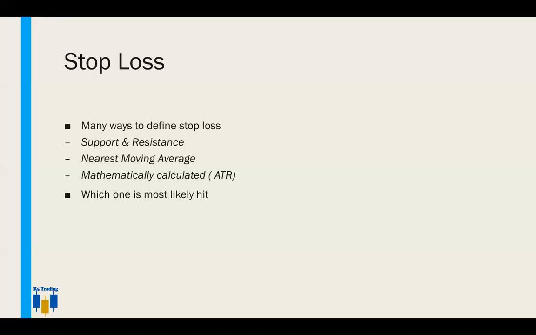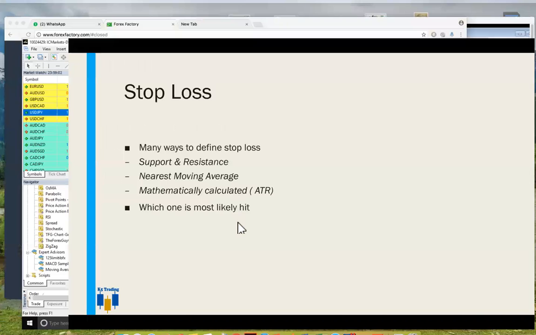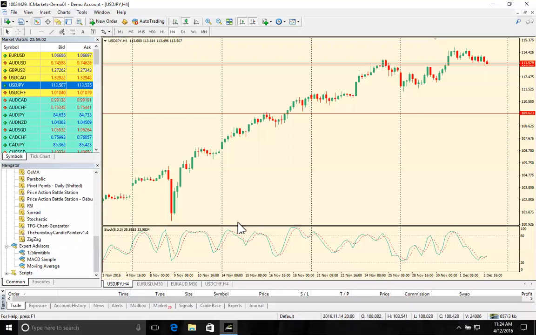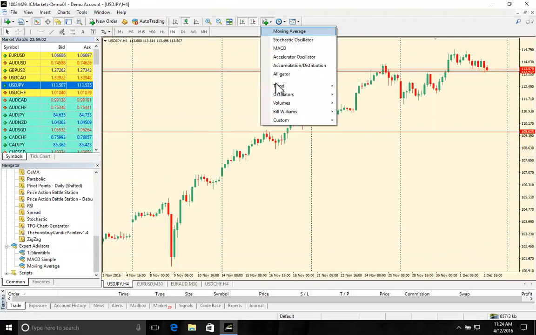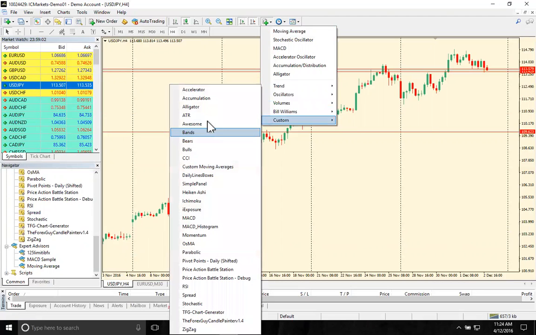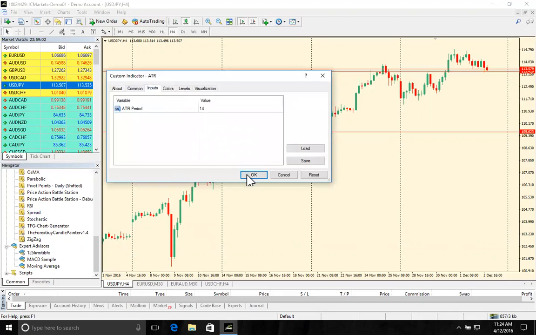Okay, so I'm going to explain this 8 hour stop loss so you can understand what I mean. For example, I have this USD JPY, and I delete this indicator. I add an indicator here called ATR, average true range. It's a 14 days period.